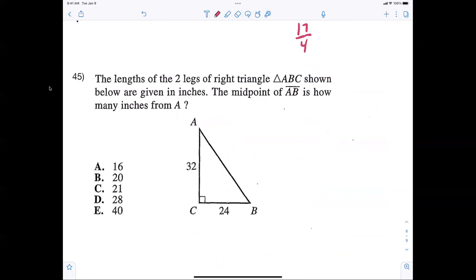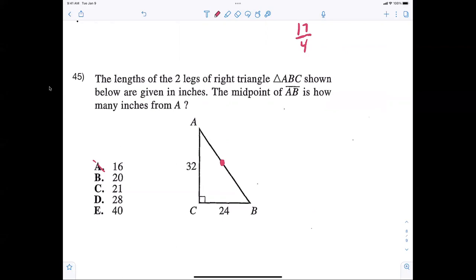The lengths of two legs of a right triangle are shown. The midpoint of AB is how far away from A? Now, which one of these is not possible to be the answer? I agree with you. It can't be 16. Why can't it be 16? Do you know? Because it would be the same length as AC.